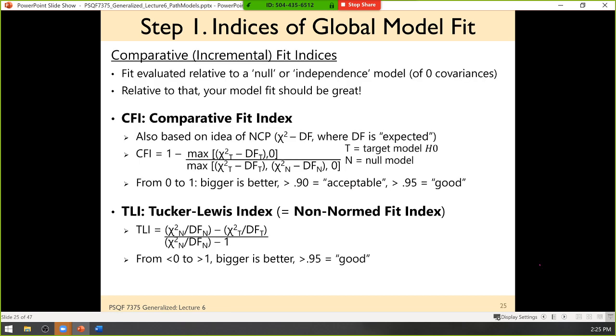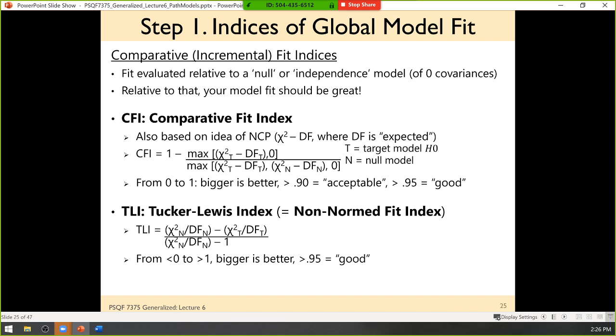The ones where bigger is better: the CFI or the TLI. These are relative to the null model instead. So you want them to be as different as possible. So CFI goes up to 1. Values above 0.95-ish are supposed to be good. TLI is also known as the non-normed fit index, and it goes over 1. So it can be, I don't know what the highest it can be is theoretically, but I've seen it over 1 in really good models, but 0.95 is the cutoff for that one as well.